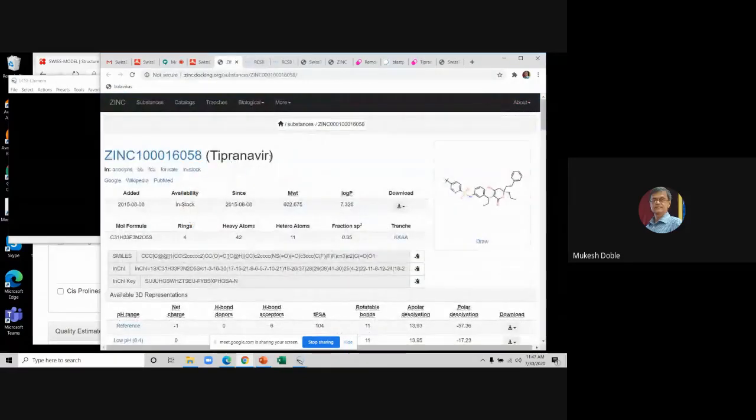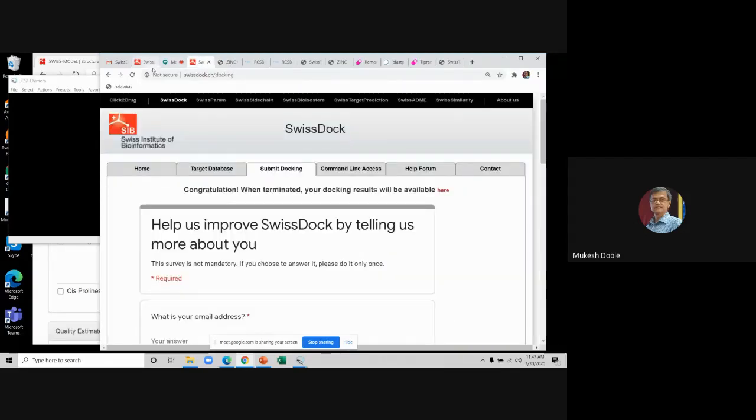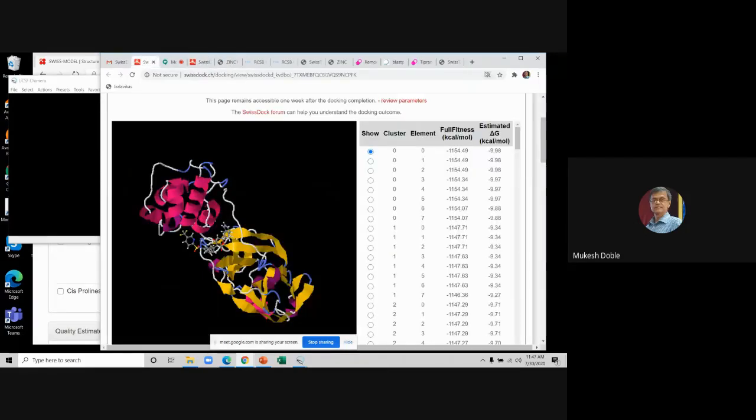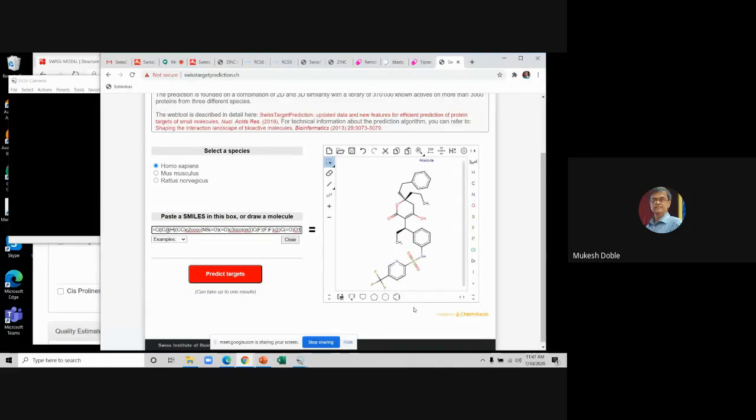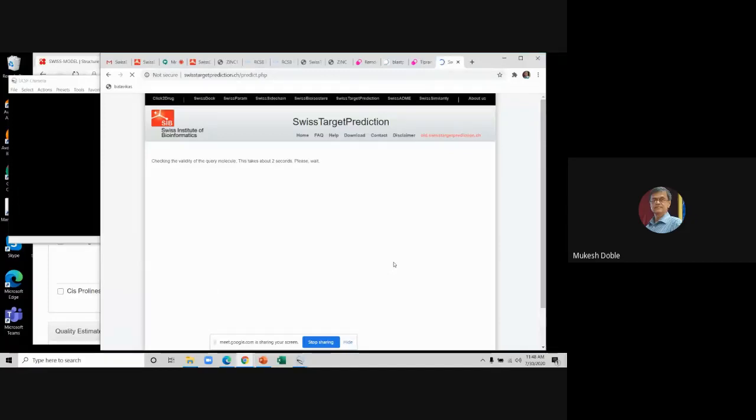Yeah, the SMILES notation for Tripanavir is here, so I can copy it and then go to SwissTargetPrediction. This can do predictions for Homo sapiens and some species of rats and mouse. So this is the Tripanavir structure. Then we can say predict target, and it gives you possible targets.